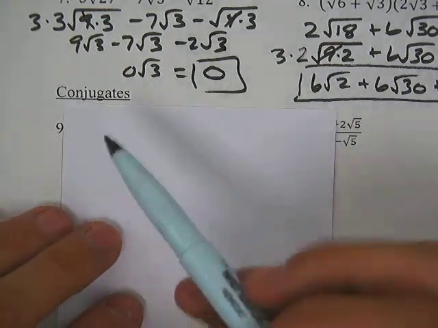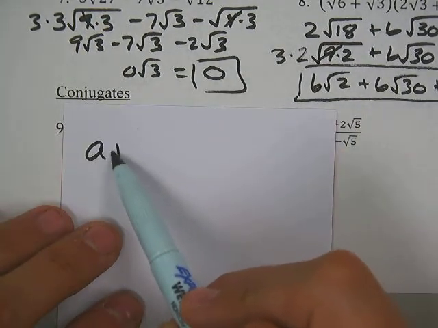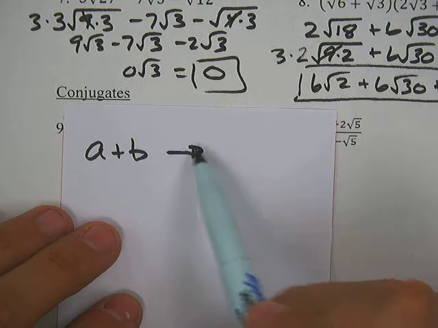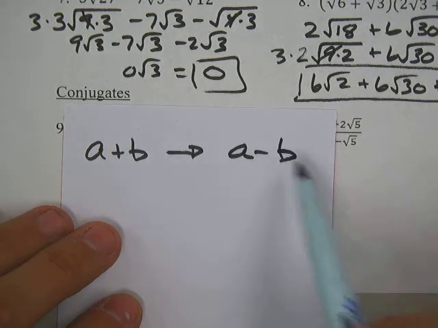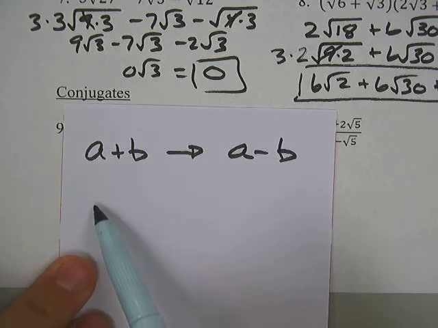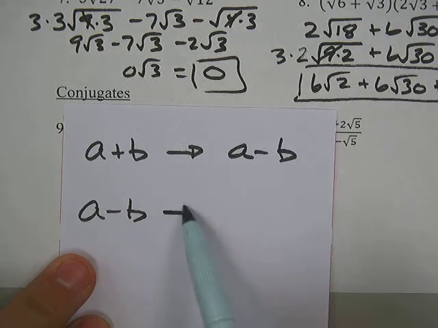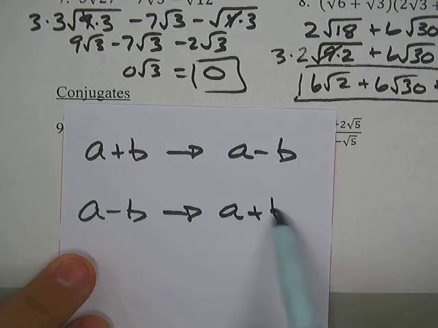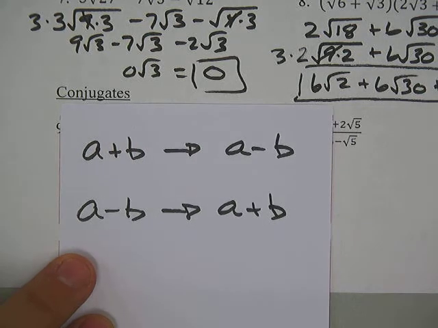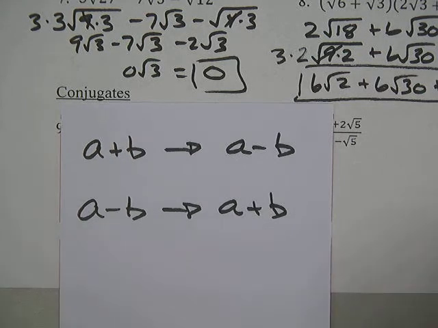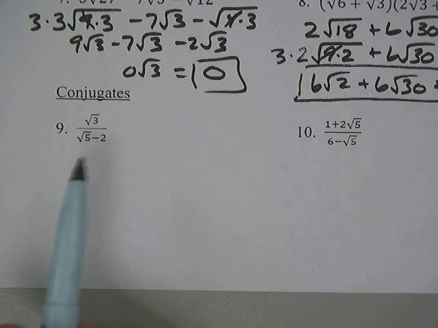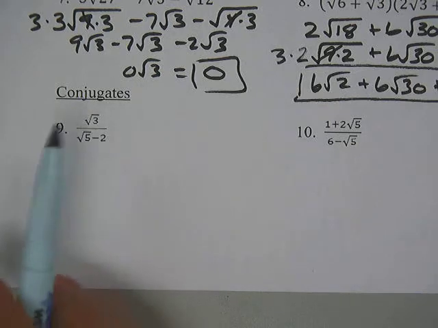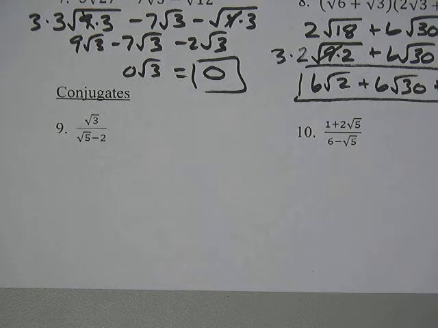Okay, last thing we're going to talk about. We're going to talk about something that's called a conjugate. A conjugate is a pretty simple idea. The simplest way that I can describe it is, let me just write it down here, if I have A plus B, then the conjugate is going to be A minus B. Or if I have A minus B, then the conjugate would be A plus B.